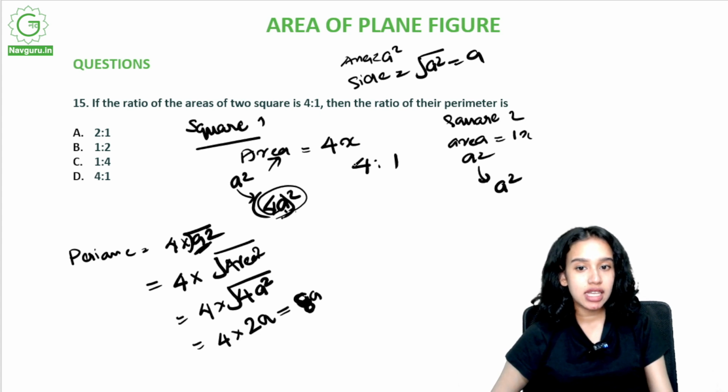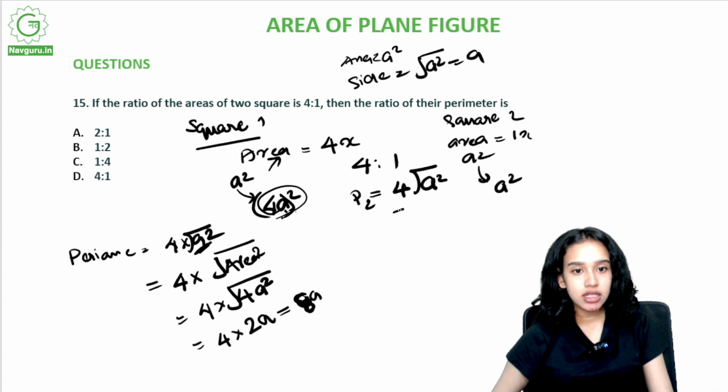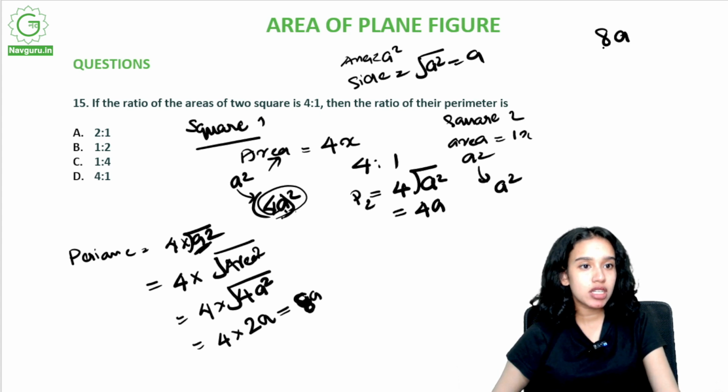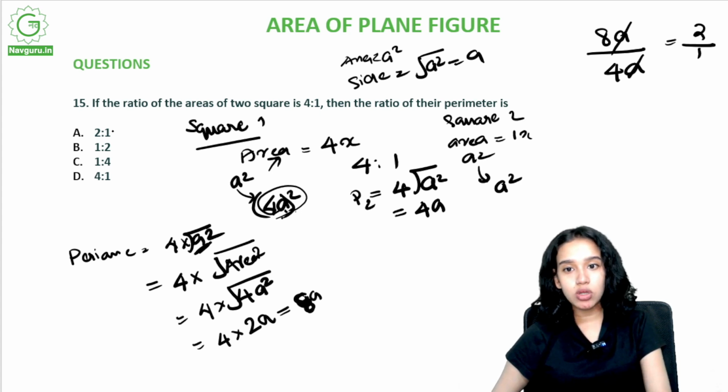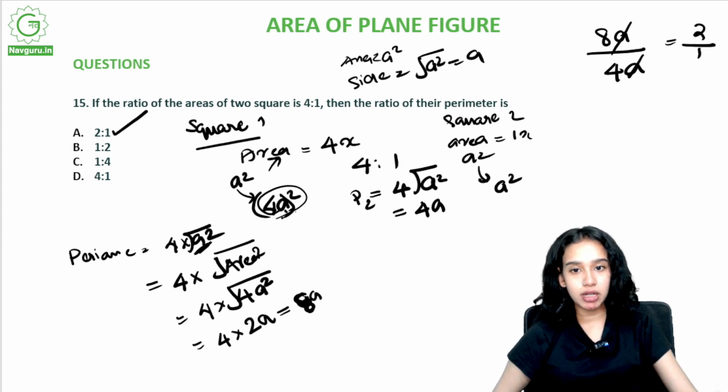Now in this case, the perimeter of this square would be equal to 4 into root of A square, that gives us 4A, right? So let's take the ratio of perimeters. It would be 8A by 4A. A and A would cancel out. We have 2:1. So 2:1 is the ratio of perimeters.